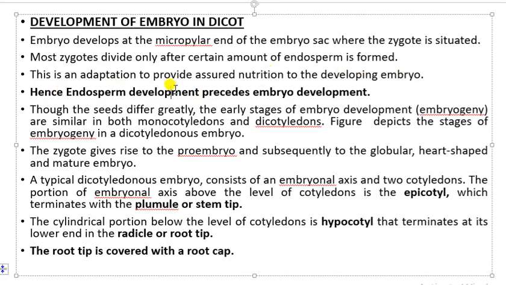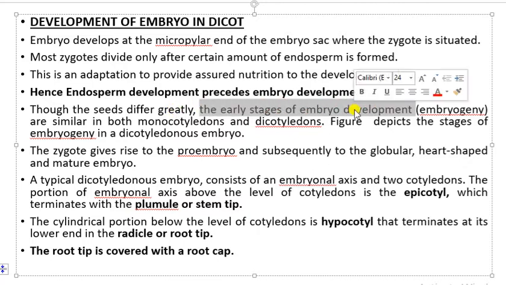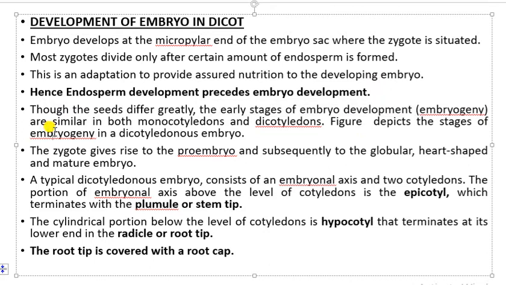Hence, endosperm development precedes the embryo development. That is, the endosperm is formed first, and after that, the embryo is formed. Now, though the seeds are greatly different, the early stages of embryonic development in both monocotyledons and dicotyledons are similar. The figure which we will go through shows us the stages of embryo development in the case of the dicot embryo.